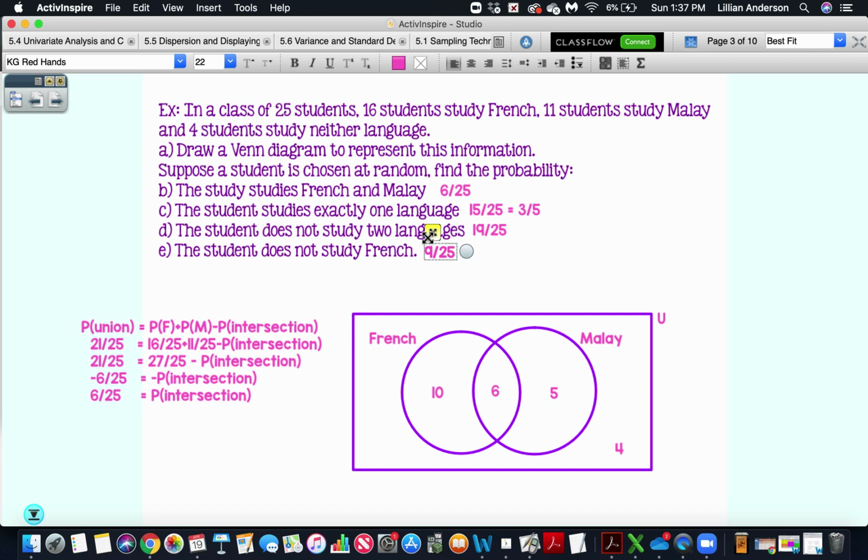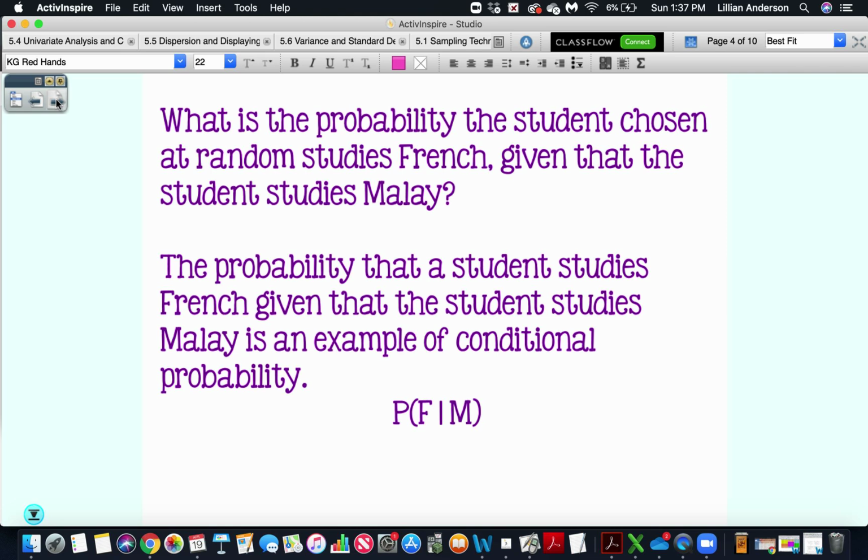Now, this is just to review from last week, because a lot of these questions are going to incorporate pretty much all of the probability unit. So they might have you do some basic things from before they actually incorporate maybe something a little bit harder, which you are going to see. And if you were wondering, this is what the extra credit was last week. So, what is the probability the student chosen at random studies French, given that the student studies Malay?